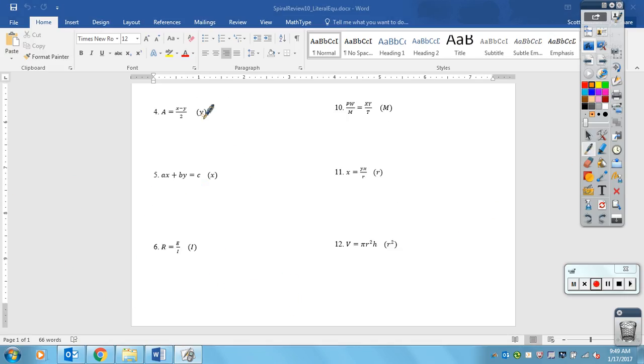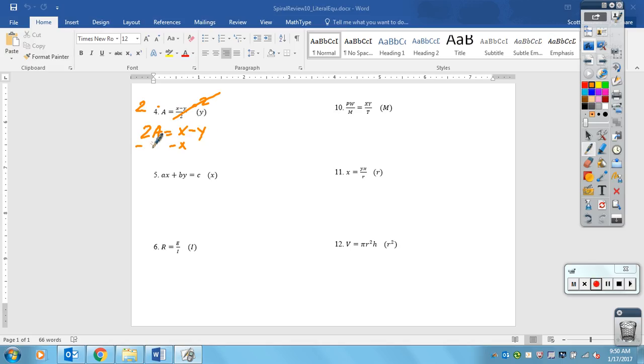Number 4 says to solve for y again. It says to isolate the term that contains my variable. You might think that these are two different terms, but they're actually not. You might be tempted to subtract x. Remember, x is positive, but you actually have to separate them first by multiplying by 2, multiply by 2. And now we have 2a equals x minus y. Now we can separate the terms.